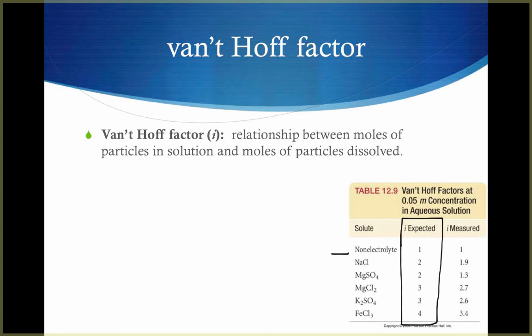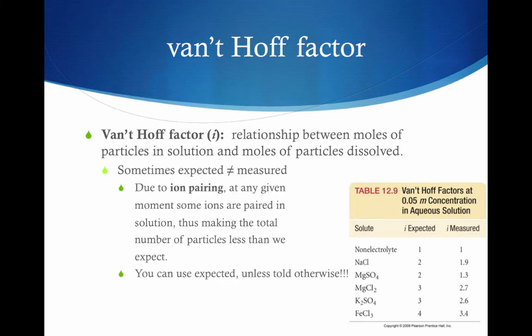You'll also notice that sometimes the measured value is slightly lower than the expected value. It turns out that at any given time in solution, some ions are actually paired and not completely dissociated. This is called ion pairing. This results in a slightly lower number of particles than we would expect in solution at a given time. Unless I tell you otherwise, you can always use the expected Van't Hoff factor. If you need to use the measured Van't Hoff factor, you'll be given that value.